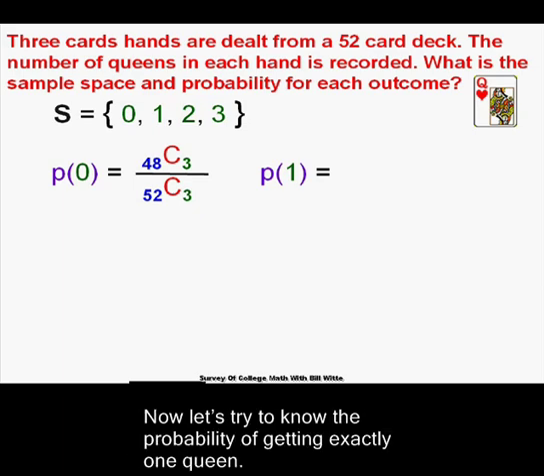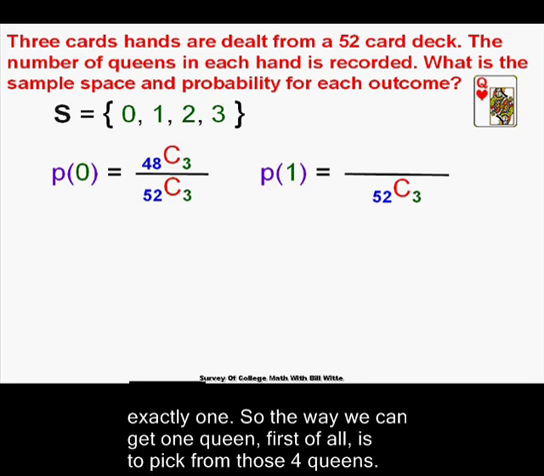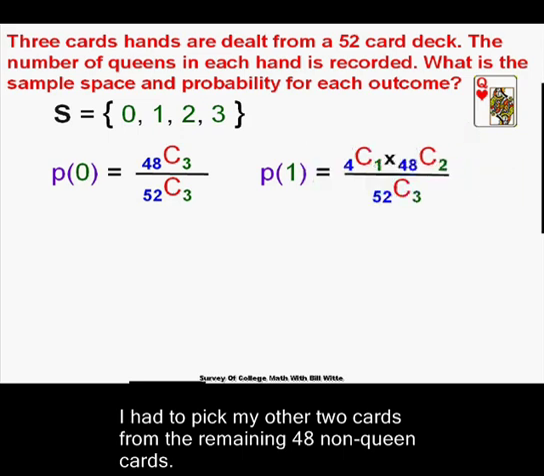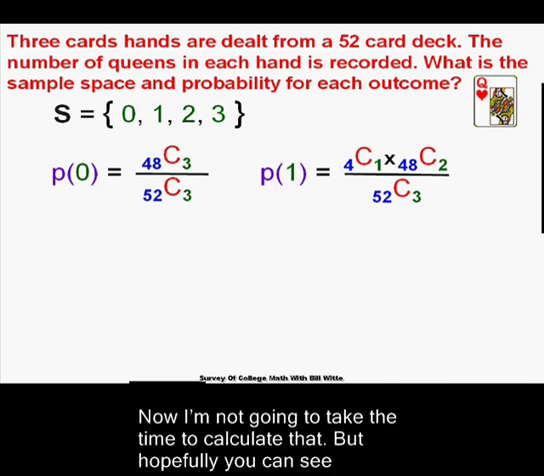Now, let's try and find out the probability of getting 1 queen. Well, I'm going to start with the same sample space. We have to get exactly 1 queen, not at least 1 queen, exactly 1. So, the way we can get 1 queen, first of all, is pick from those 4 queens. So a combination of the 4 queens taken 1 at a time. And then I have to pick my other 2 cards from the remaining 48. And I'll use the multiplication principle. Now I'm not going to take the time to calculate that, but hopefully you'll see where that came from. I use the combination theory and the multiplication principle here.